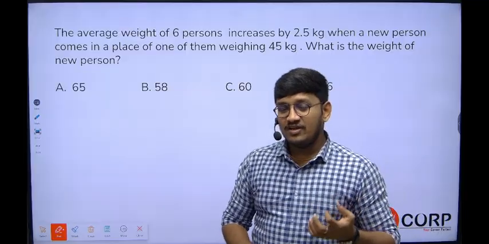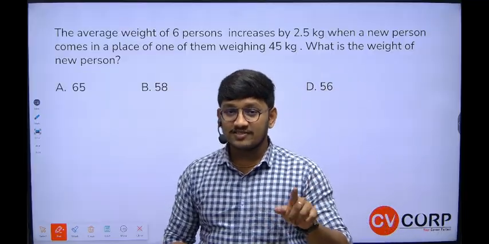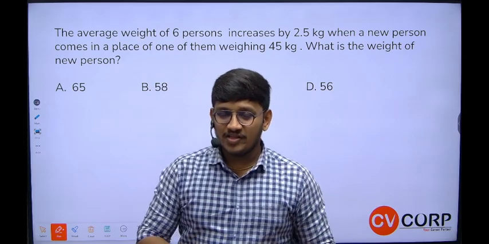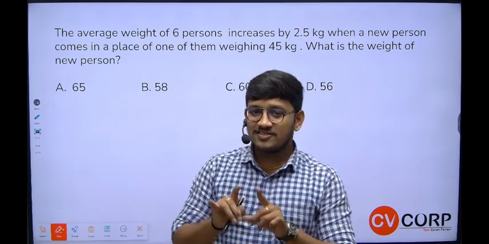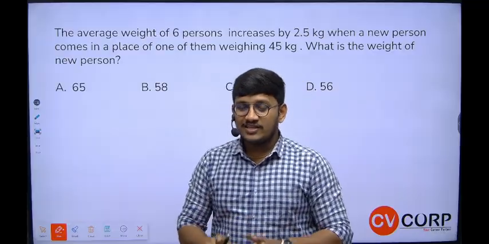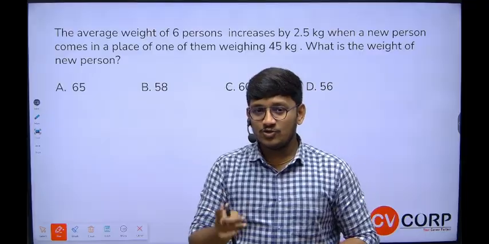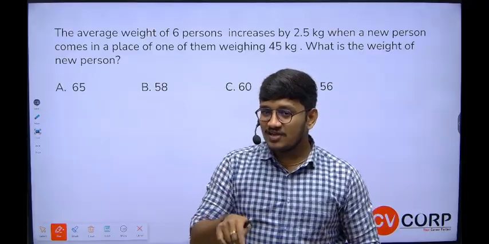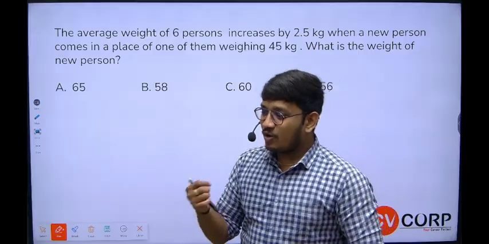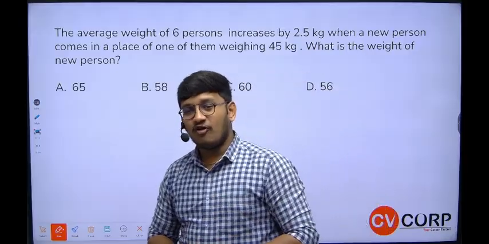Okay, why is the average increased? They're not talking about the 6 persons' average being 2.5 kgs. They didn't give that the average of 6 persons is 2.5 kgs. They clearly mentioned that the average is increased by 2.5 kgs. You know what the reason is? When a new person comes in place of one of them weighing 45 kgs.